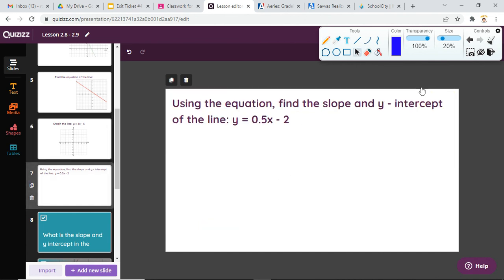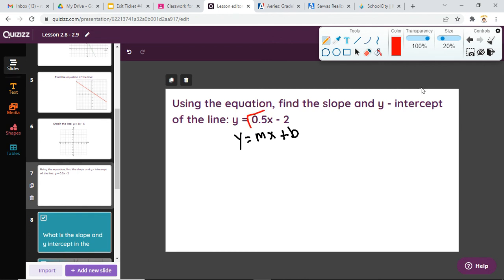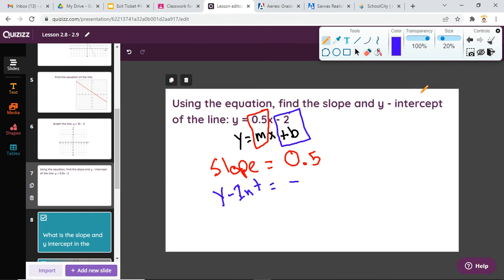Alrighty, last one for us here. We want to use the equation to find the slope and y-intercept of the line y is equal to 0.5x minus 2. So remember, we are using the slope-intercept form, which is y is equal to mx plus b. If I look here, remember my m stands for slope, and the number that is replaced by m is 0.5, which means my slope is equal to 0.5. If I look for my b, remember b stands for y-intercept, and my b has been replaced with the number -2. So my y-intercept would be equal to -2. And it's as simple as that on that problem.